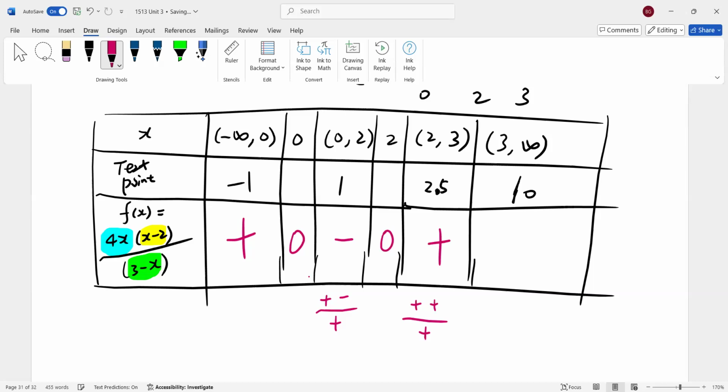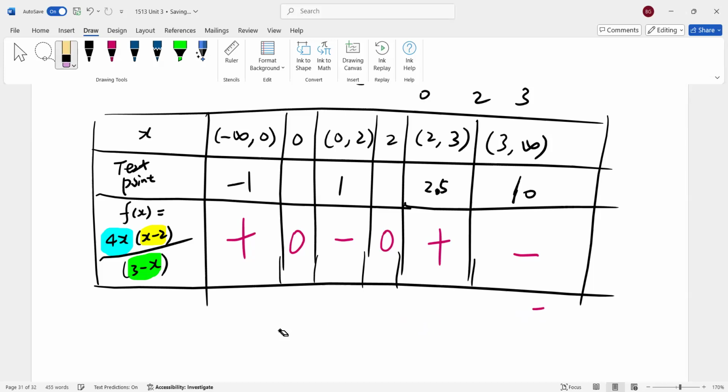And let's plug in 10. 10 will make the blue positive. We'll make the yellow positive. Would make the green negative, right? 3 minus 10 is -7, negative. So positive numerator, negative denominator is negative. Okay, so we complete the chart.